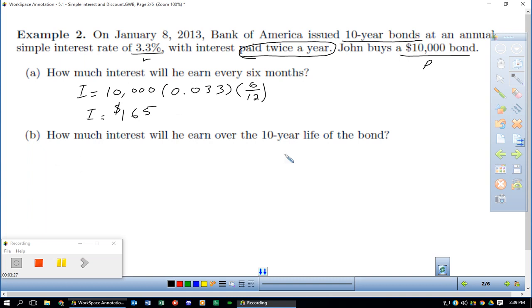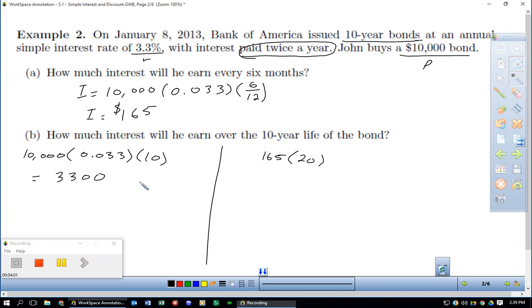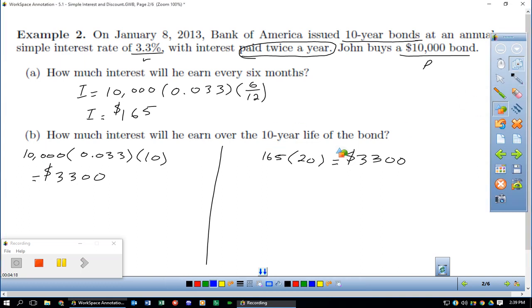How much interest will he earn over the 10-year life of the bond? There are actually two ways to work this part out. You could say $10,000 at 0.033 for 10 years, and since it's years, you don't have to do anything else with it, in which case you get $3,300. Or you could say he's getting $165 how many times? It's twice a year for 10 years, so that would be 20 times. And so we get $3,300. Because that interest does not compound, it doesn't build over time, it's just the same occurrence happening over and over again, we can just do it that way. So $3,300 in interest over that 10 years.